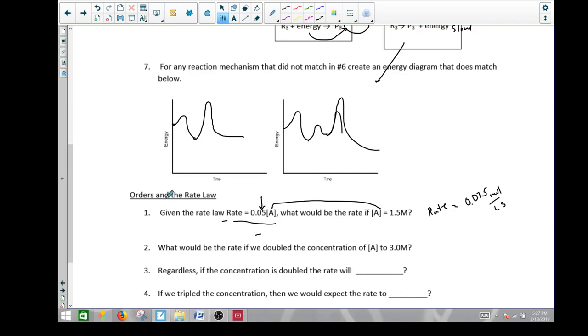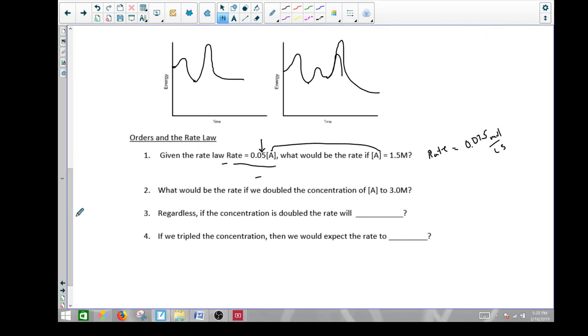All right, moving along. What would be the rate if we doubled the concentration of A to 3? Well, if we double our concentration, since it's first order, it would just be this guy times 2. And 0.075 times 2 is what, 0.15? So we get 0.15 moles per liter per second.